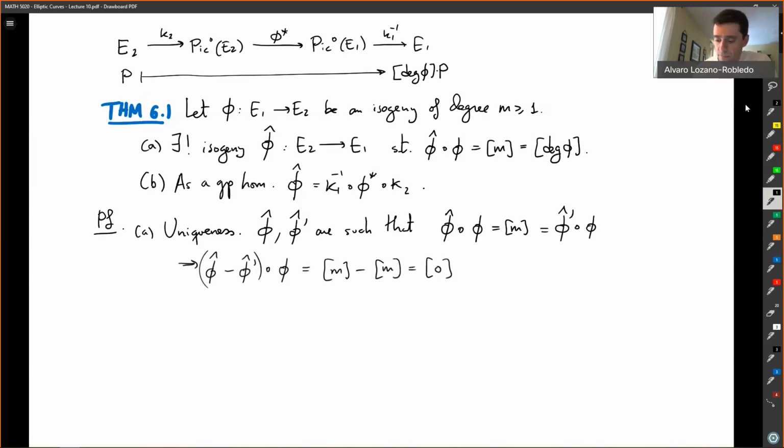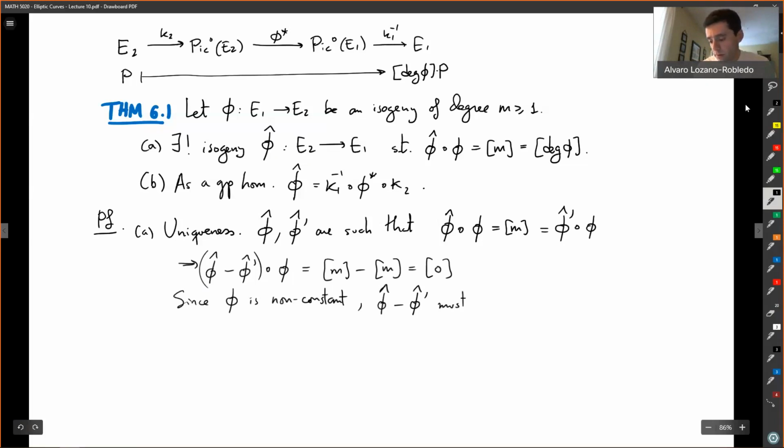So this is constant. But since phi is non-constant, then we must have, like we saw in this argument before, that if you have a composition of the two, the degree of one of the two has to be 0. So taking degrees, you reach the conclusion that either phi-hat minus phi-hat prime or phi must be constant. Phi is non-constant, so phi-hat minus phi-hat prime must be constant. And if it's constant, it's a 0 map, and then I can bring one to the other side to show equality.